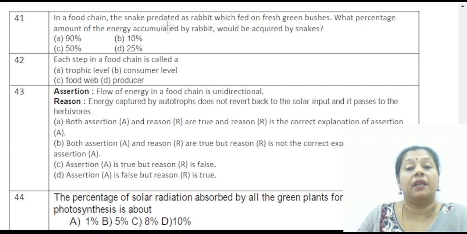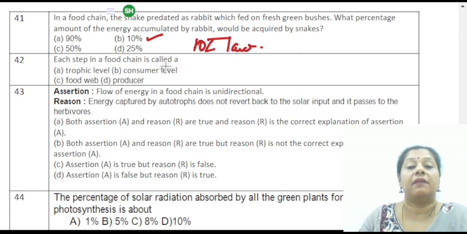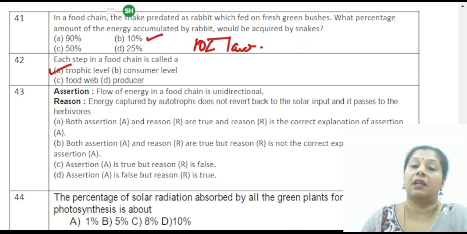In a food chain, the snake preyed on a rabbit which fed on fresh green bushes. What percentage of the energy accumulated by the rabbit would be acquired by the snake? So, from the rabbit only 10% of energy will be available to the snake. From any trophic level to the next trophic level only 10% will be available. This is called the 10% law. Each step in a food chain is called a trophic level.